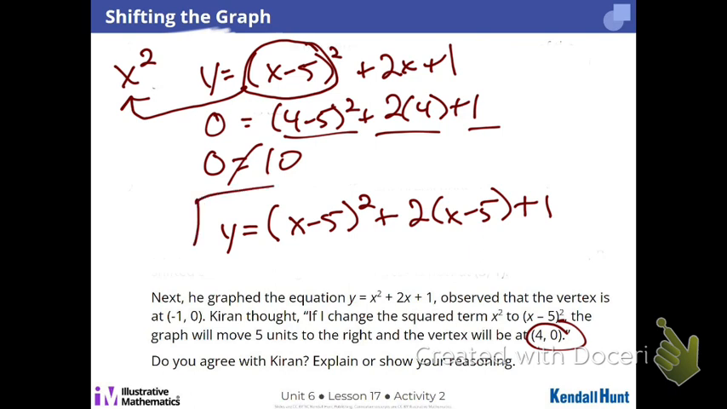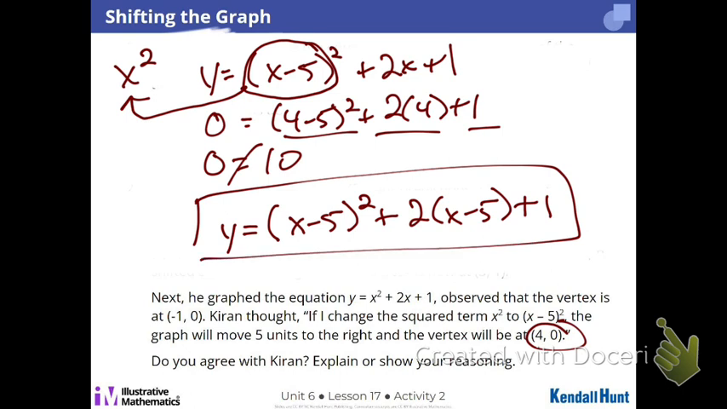Then this would shift us 5 right. Now in vertex form, we don't have to mess with the second thing, right? Because in vertex form, there is no b term listed. It's just x minus something and then a constant, or x plus something and a constant. So this is how we would shift 5 right.